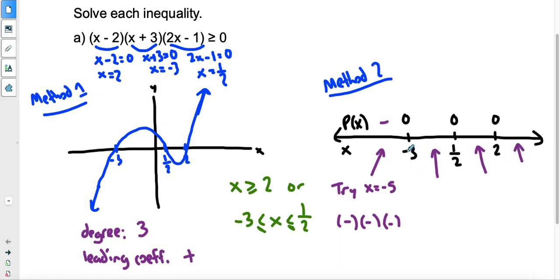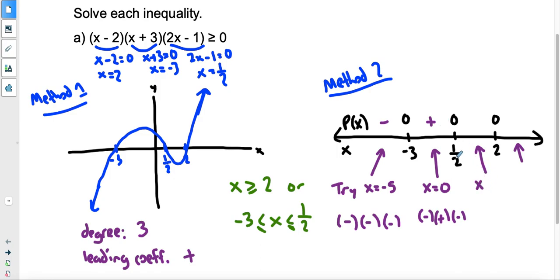So I can plug in a value of x into this next region, where x is between negative 3 and 1/2. So for example, I could try plugging in x is equal to 0. And if I plug in x is equal to 0 in my first factor, this is going to become a negative. If I plug in 0 into my second factor, that's going to become a positive. And if I plug in 0 into my third factor here, that's going to be a negative. A negative times a positive times a negative is a positive.